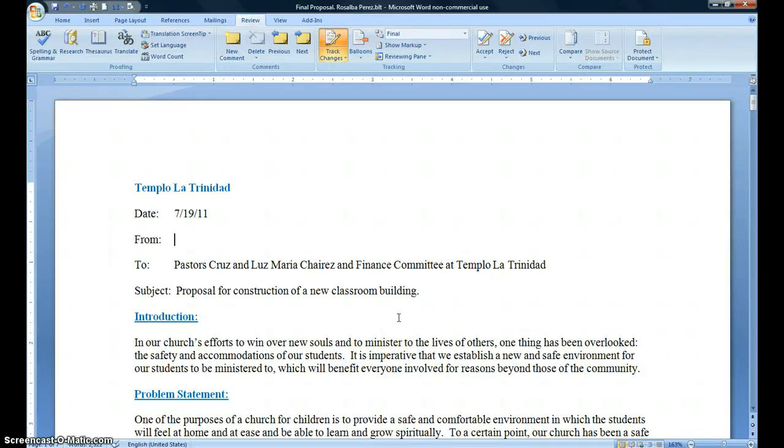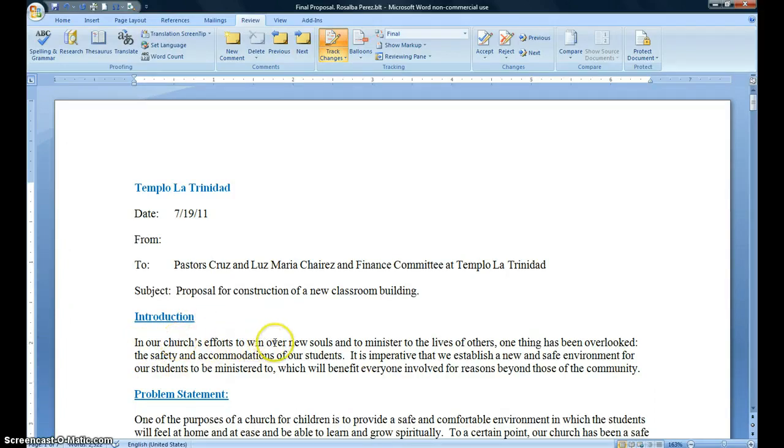Here's another proposal, Templo La Trinidad, and it's a proposal for construction of a new classroom building. Let's look at the introduction. And by the way, I will mention that you do not need colons after the headings there, because that's double or triple highlighting. The heading itself highlights it, so you don't need a colon after.